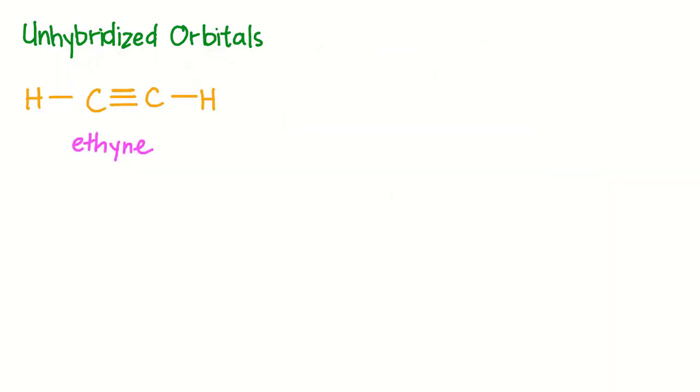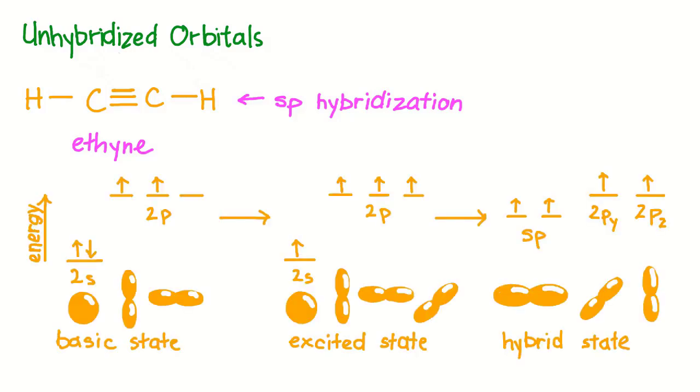We can see something very similar in the molecule ethine. This linear molecule suggests sp hybridization. When the atomic orbitals of a carbon in ethine are hybridized, we end up with 2 electrons in sp hybrid orbitals and 2 electrons in unhybridized 2p orbitals.